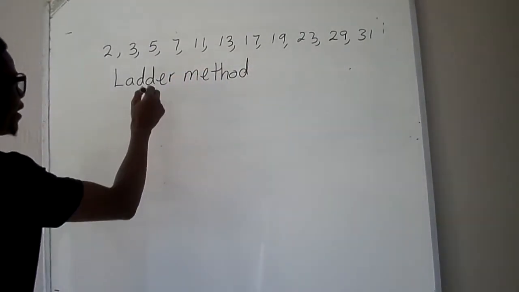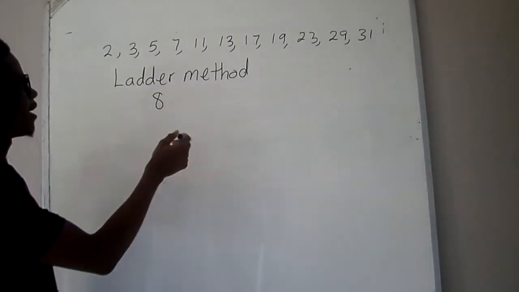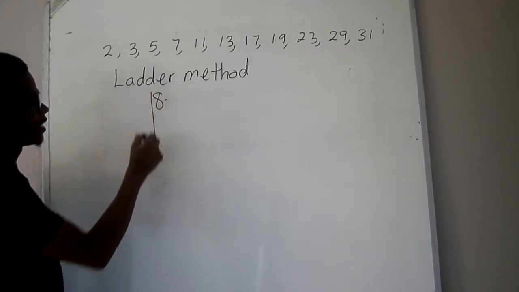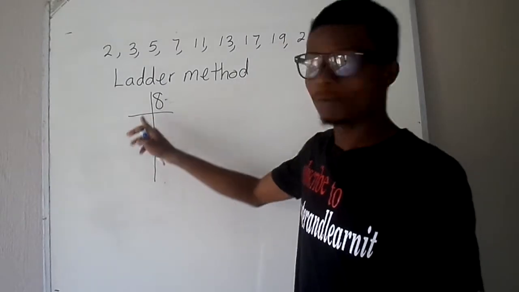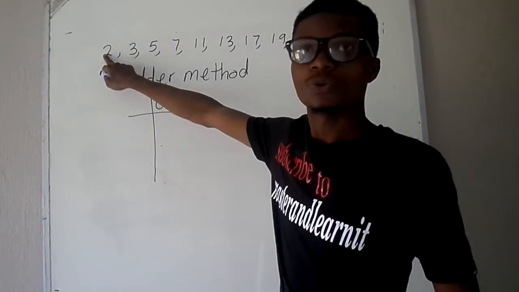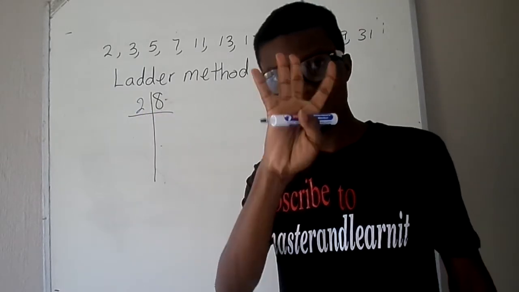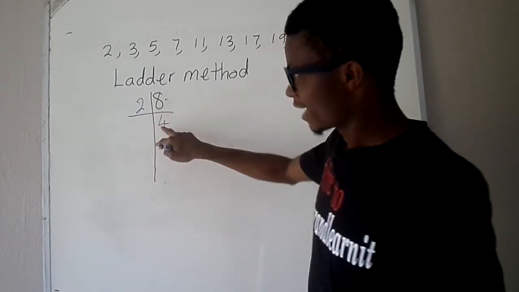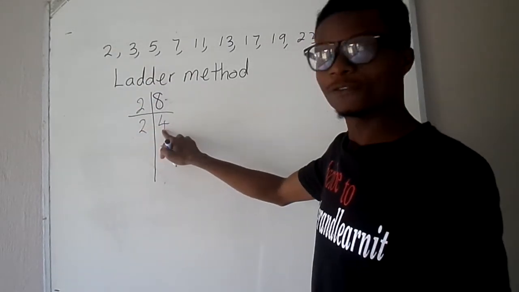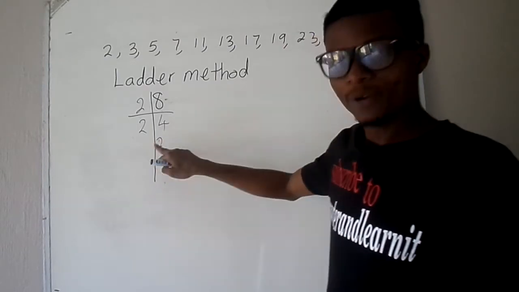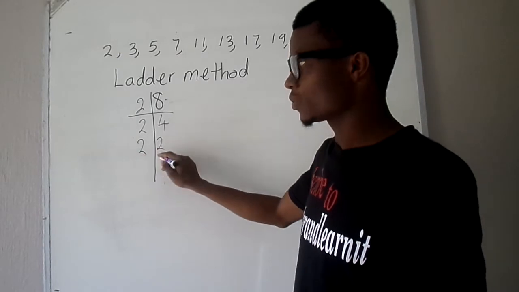For me to write 8 as a product of its prime factors, I use the ladder method. I'm going to divide 8 by the smallest prime number, which is 2. How many times does 2 get into 8? 2, 4, 6, 8. 4 times. I'm going to divide 4 by the smallest prime number, which is 2. 2 into 4, we know that's 2. I'm going to divide this 2 by the smallest prime number, 2, which is 2 into 2, that's 1.